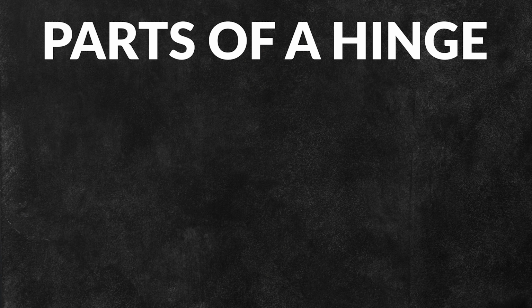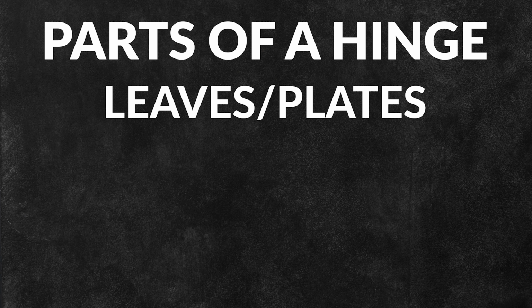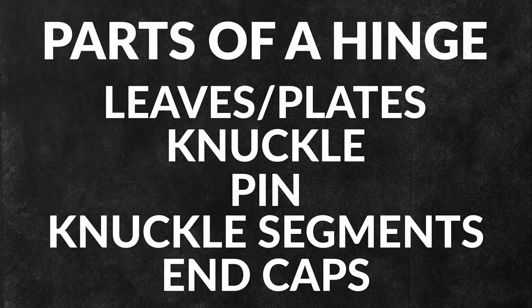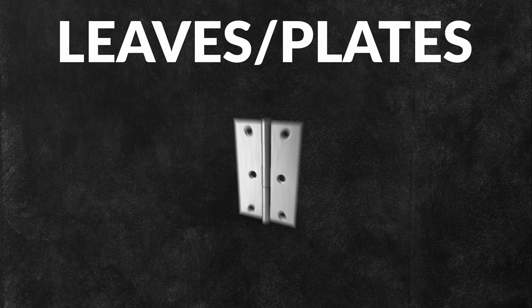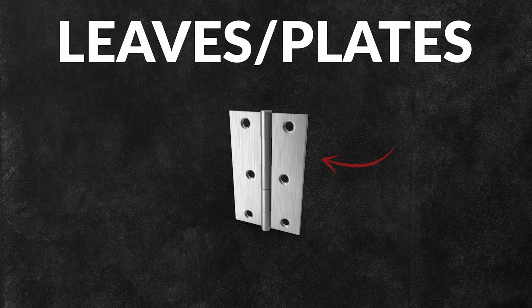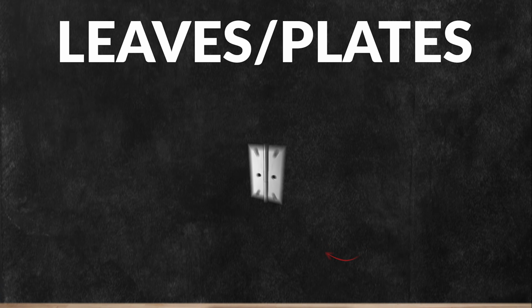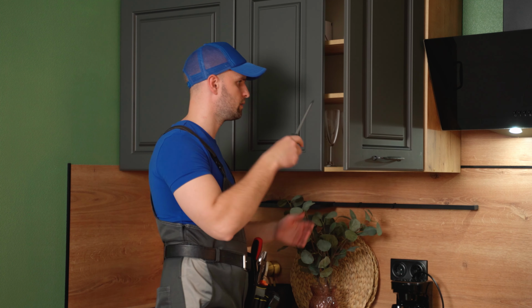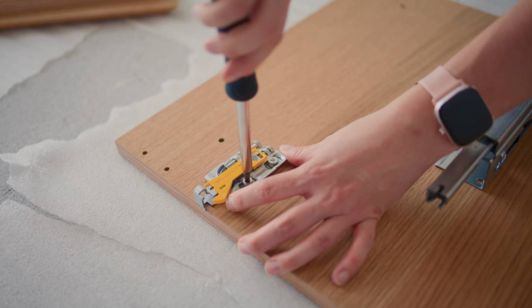The different parts of a typical hinge include the leaves or plates, the knuckle, the pin, the knuckle segments, and the end caps. The leaves or plates are typically rectangular parts of the hinge that are attached to the two objects being joined, such as a door and a door frame. The leaves provide the surface area needed to secure the hinge to the objects, usually with screws or bolts.